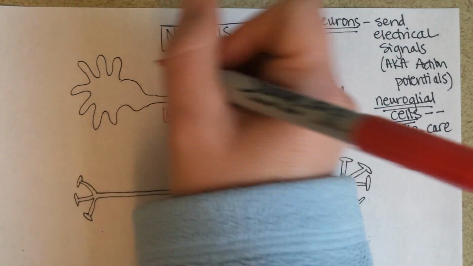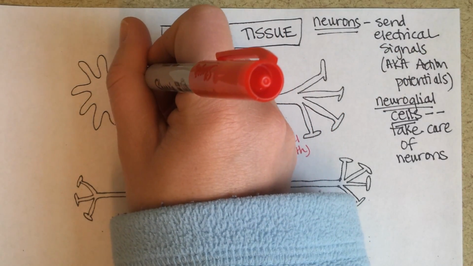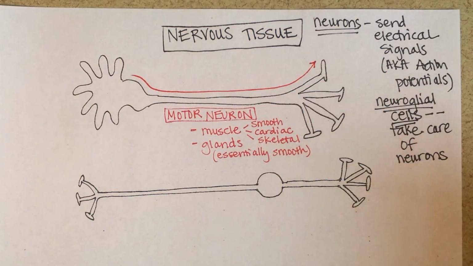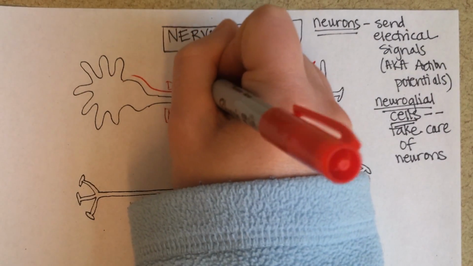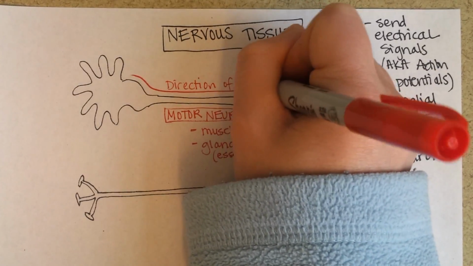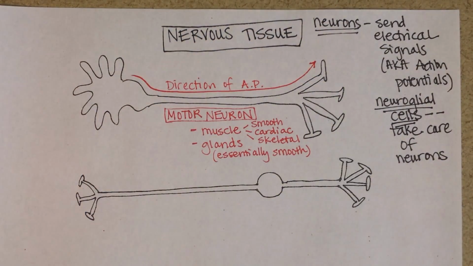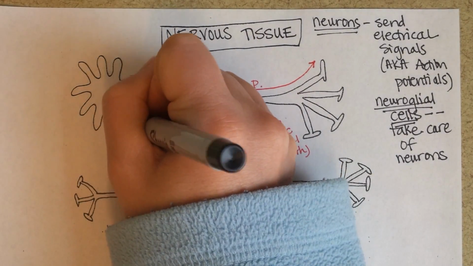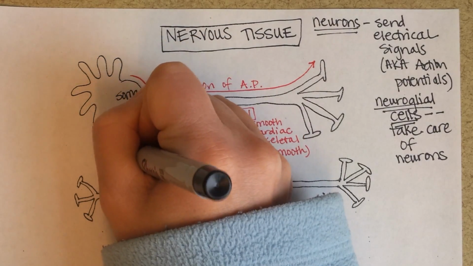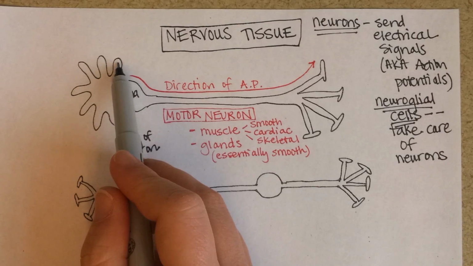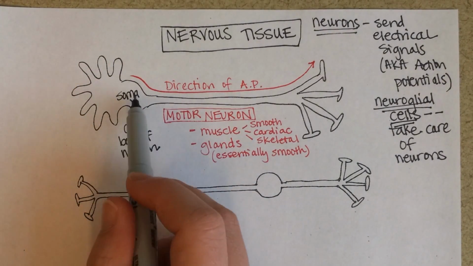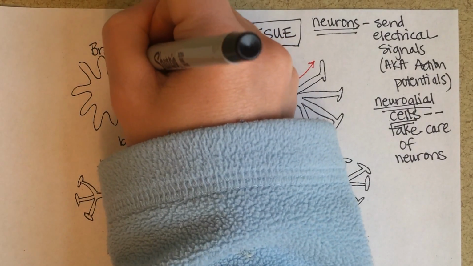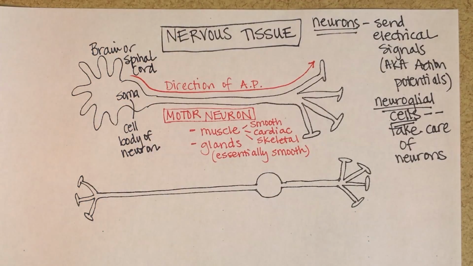So the direction of the electrical signal, or the action potential, comes like this to the end of the neuron. It only goes the one direction. So it's really important to know where this is coming from. Well, this is the soma, or the cell body of a neuron. All these are what are called dendrites. And where would this be? Well, it would be in the brain or spinal cord. So it would be in the central nervous system.